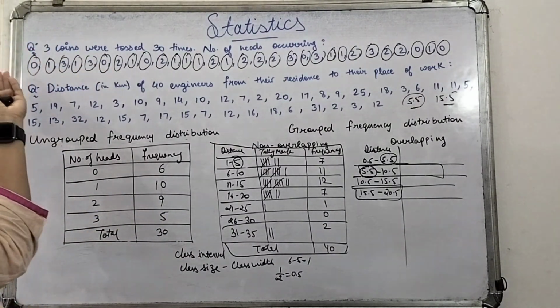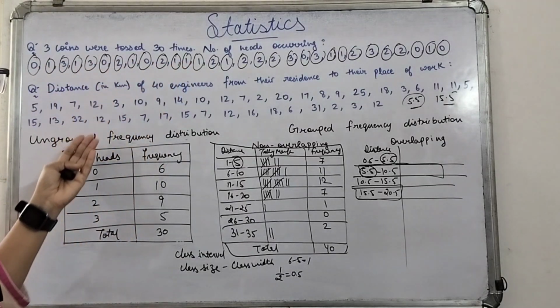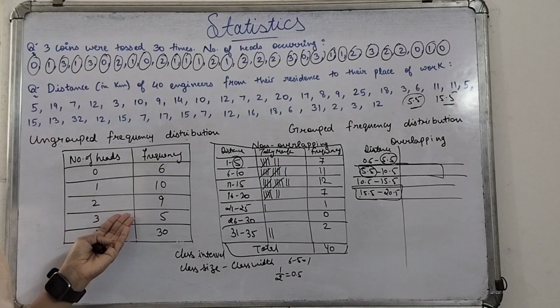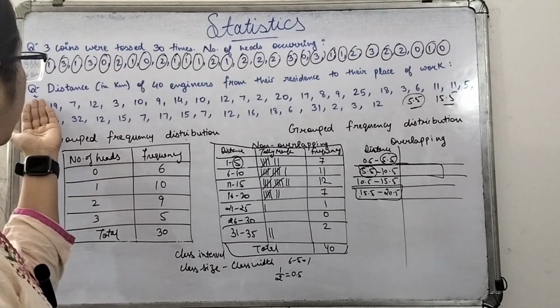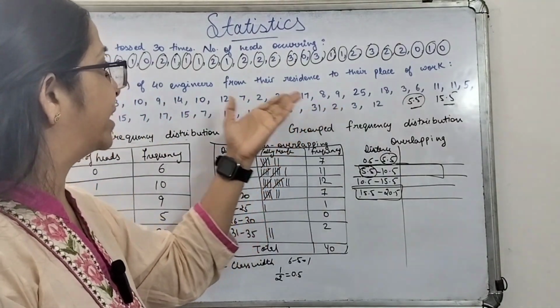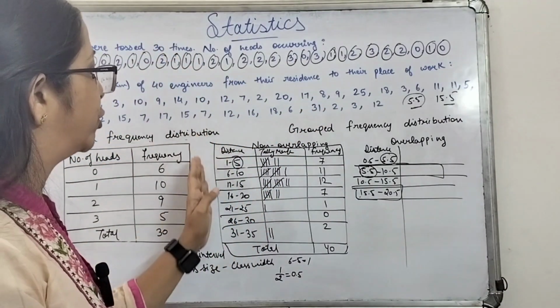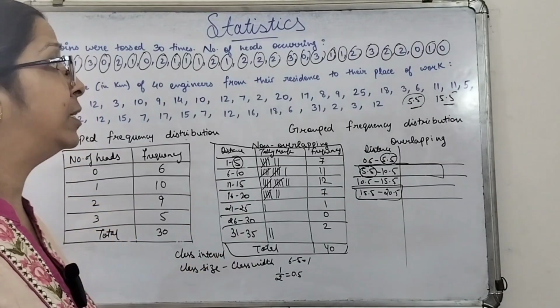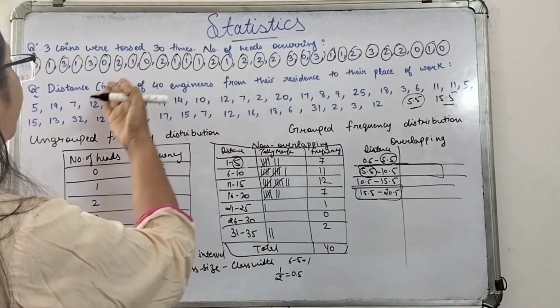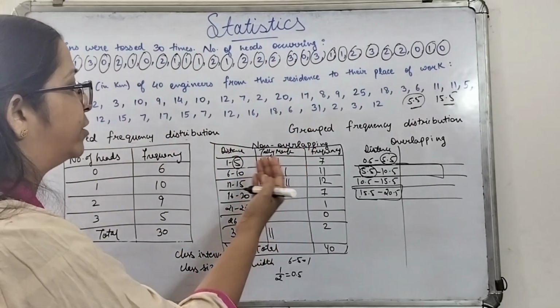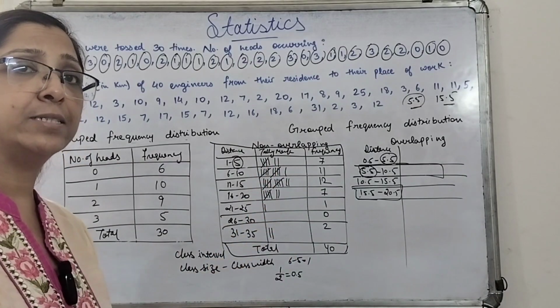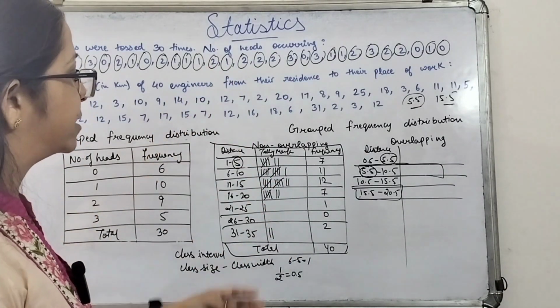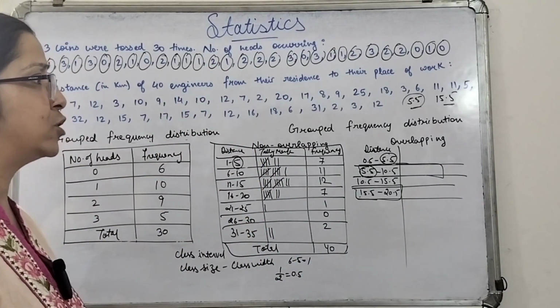If your number of data is like this, we can represent it in the form of an ungrouped frequency distribution table. And if the frequency or data is like this, in that case it's better to convert it into a grouped frequency distribution table, because it varies from 2 to 32. So it's very difficult if you write 2, 3, 4, 5, 6 up to 32. That's the reason it's better to go for a grouped frequency distribution table.